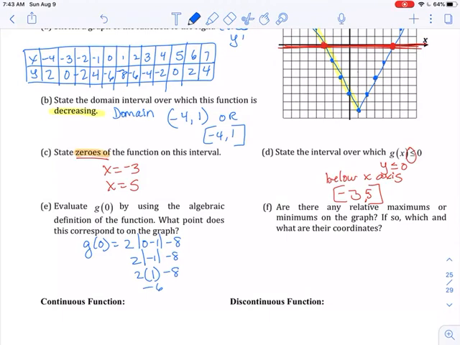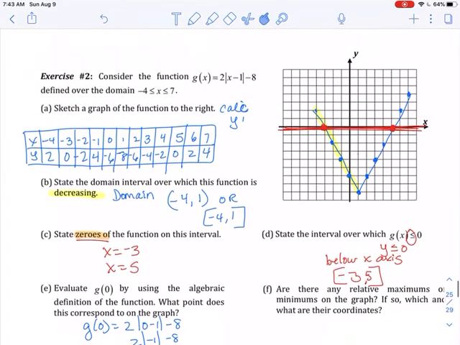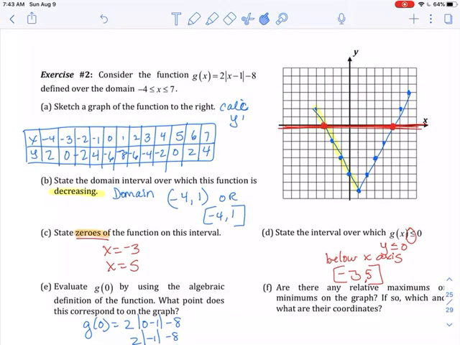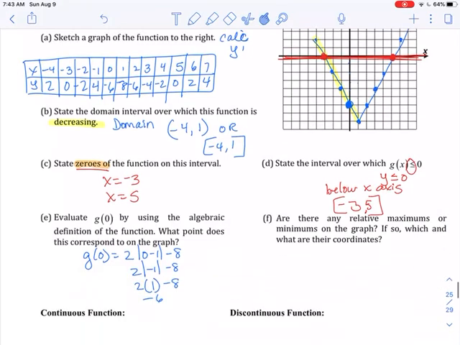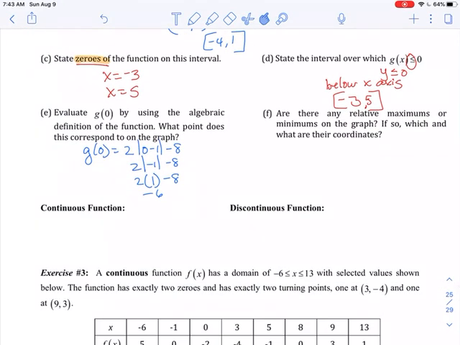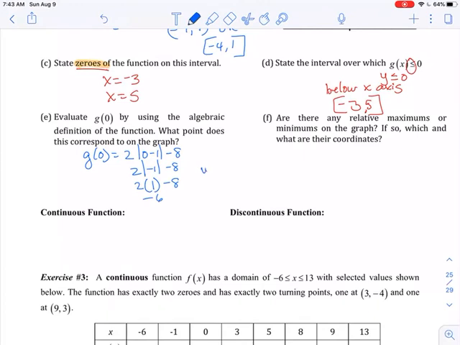Where does this correspond to on the graph? Well, it corresponds to my y-axis right here. 0, 1, 2, 3, 4, 5, 6. So 0, -6 was the point. It corresponds, it's my y-intercept.